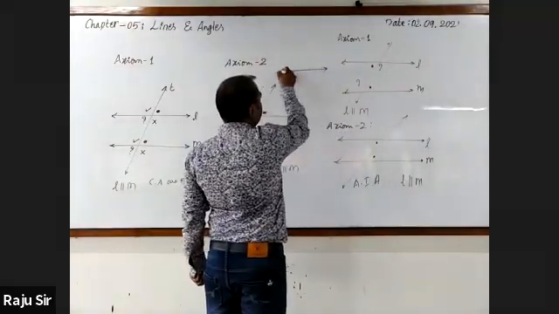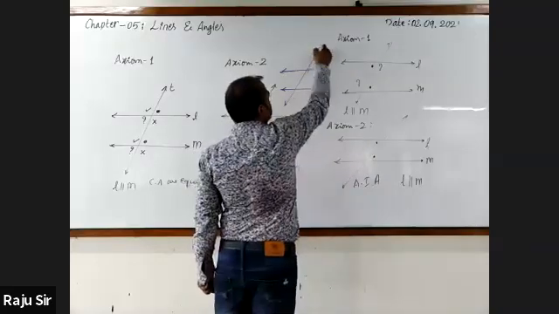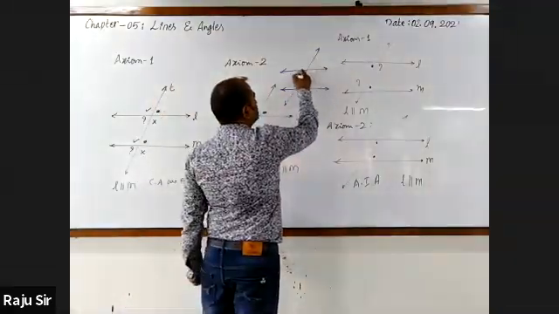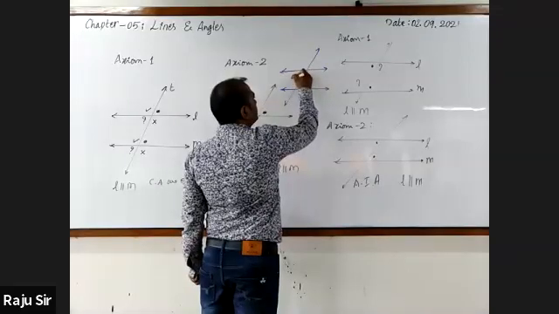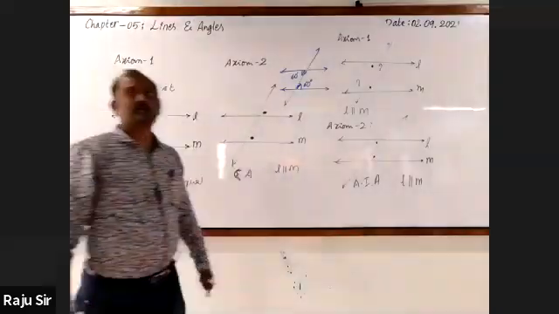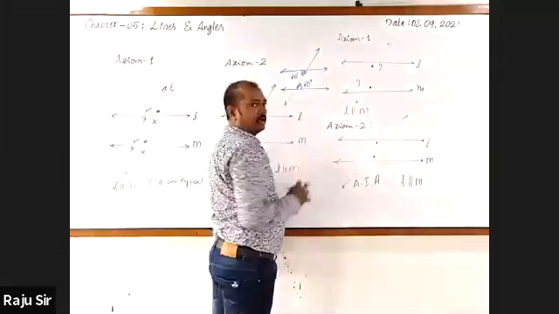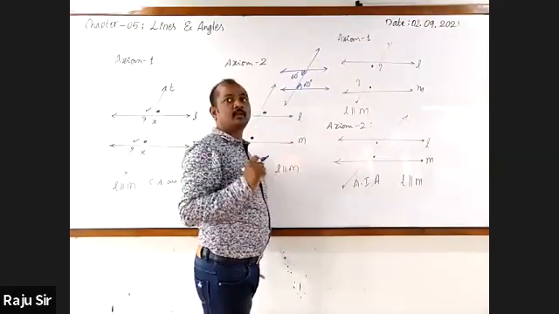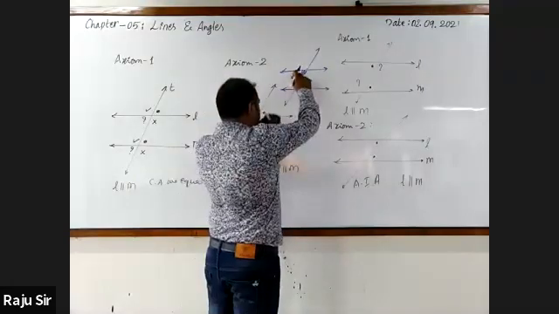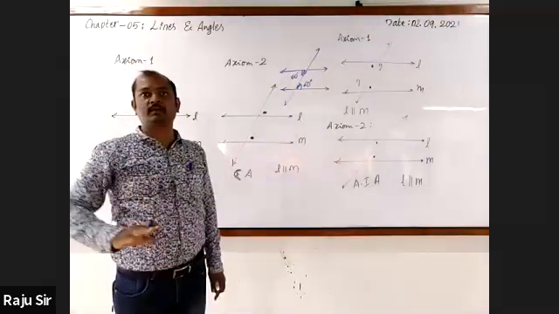These are the two lines. It is a transversal, and assume that this is 60 degrees. It is also 60 degrees. My question is, whether the lines are parallel? Yes. Why? Alternate angles are equal. Alternate interior angles are equal.